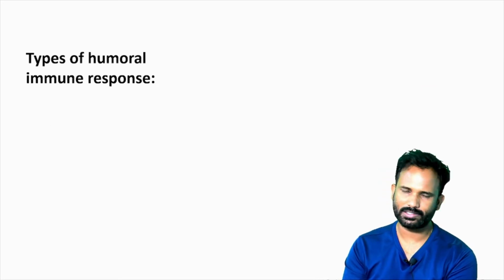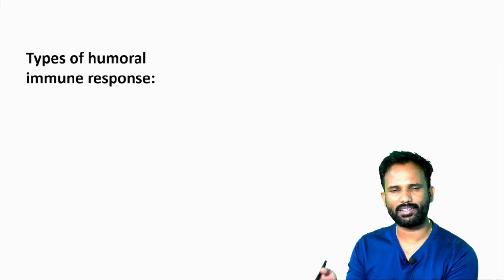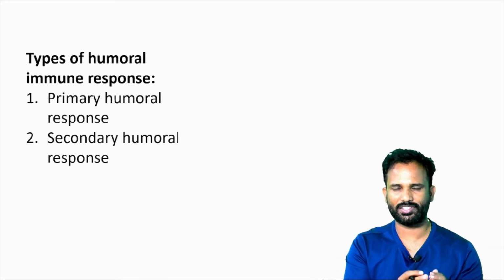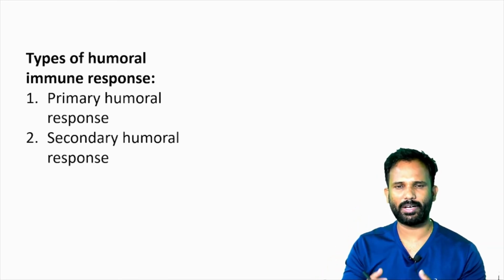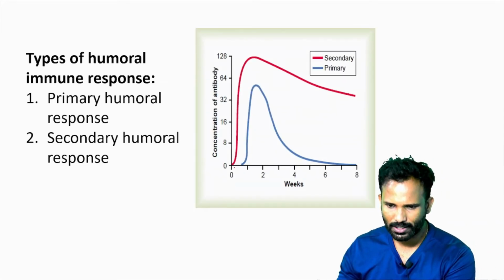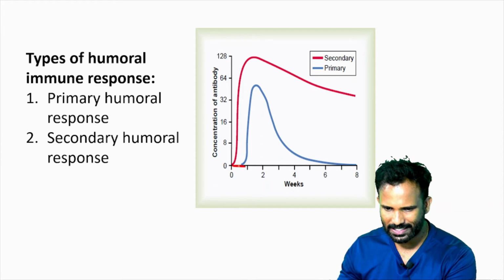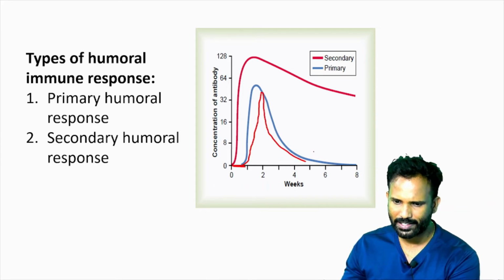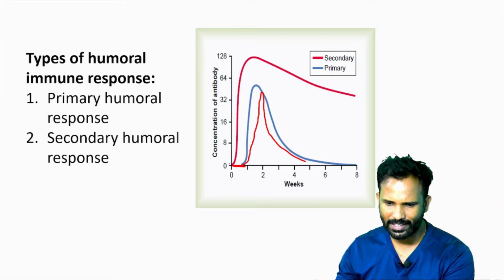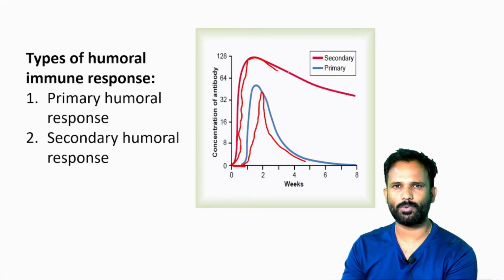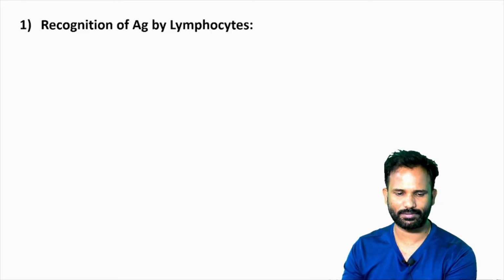And as cell-mediated immunity is primary and secondary, humoral is also primary and secondary. First infectious agent entry, and later entry by memory. So if you see here, the primary response is delayed and the antibody titer that is generated is low, whereas the secondary response is immediate and with huge generation of antibodies. So the secondary response will be fast and huge.